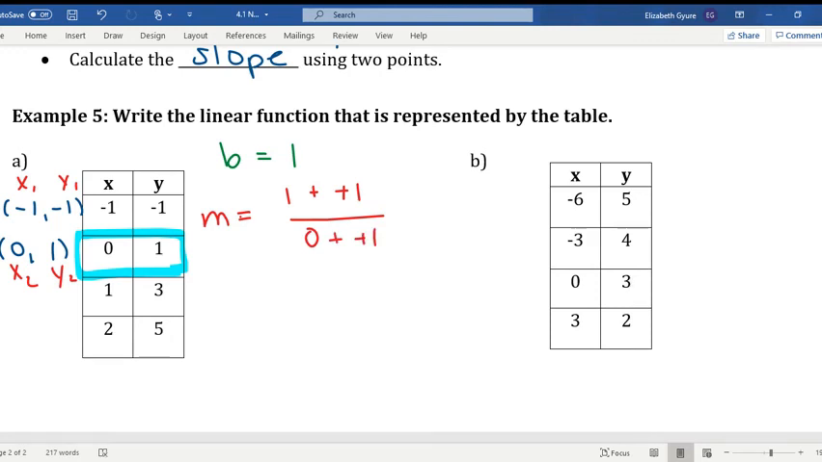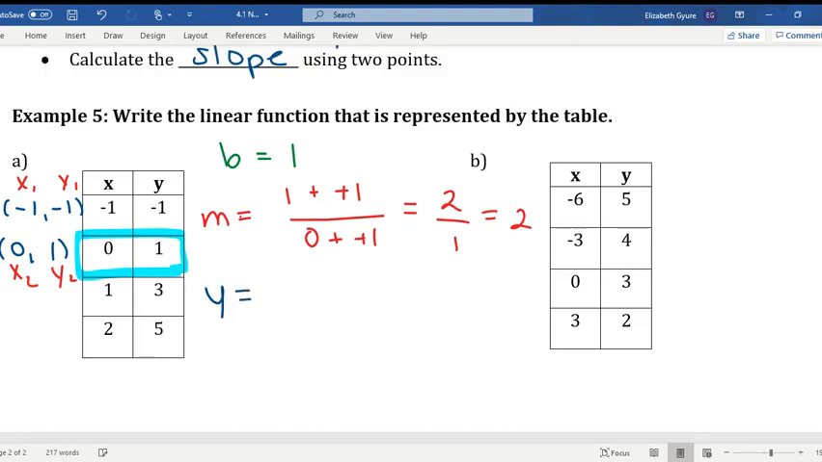Okay, for the next one we'll pick positive numbers, so it's not quite as tricky. All right, what's 1 plus 1? 2. What's 0 plus 1? 1. Can you leave it as 2 over 1 if you want? How could you rewrite it if you want to, though? Just 2. Now we have our slope. We have our y-intercept. Do we have everything we need? Absolutely.